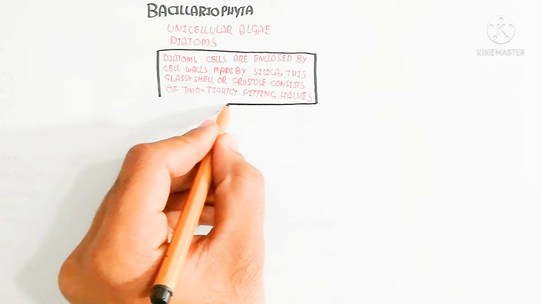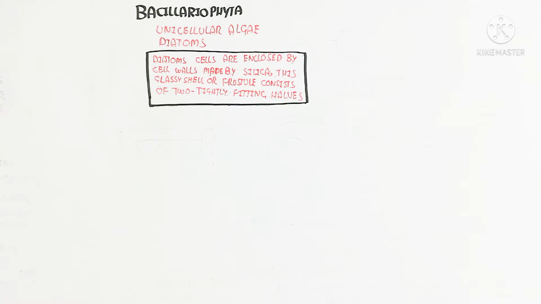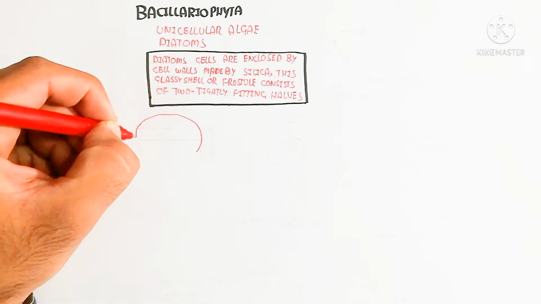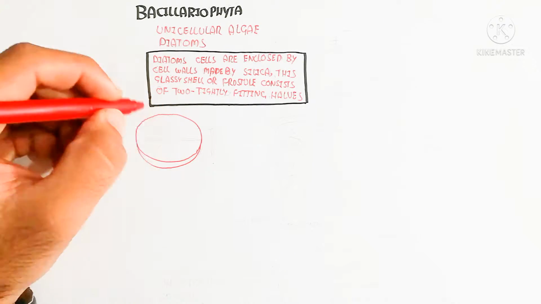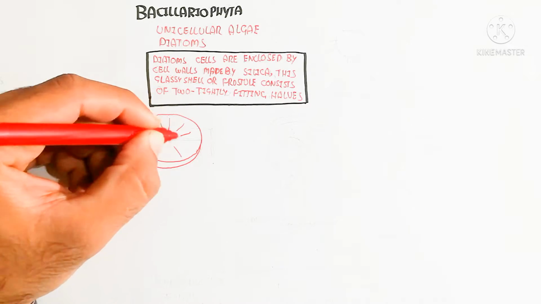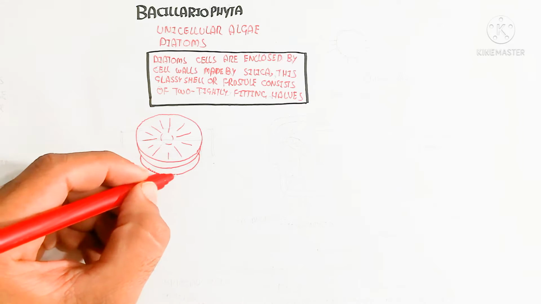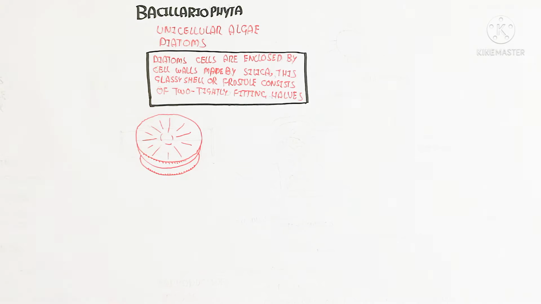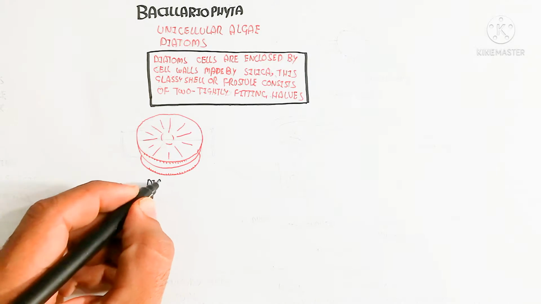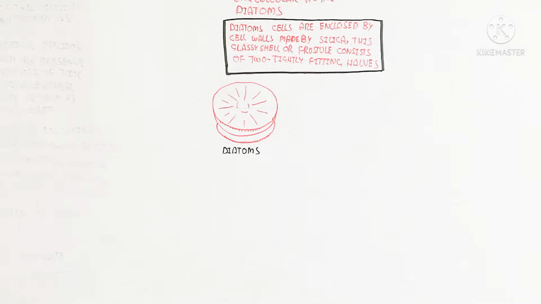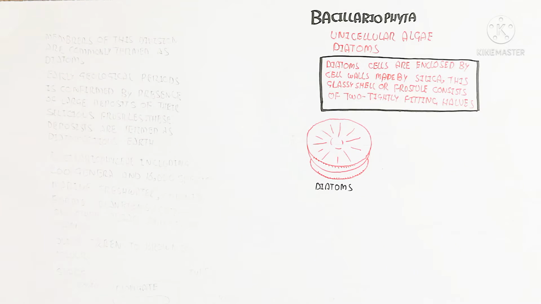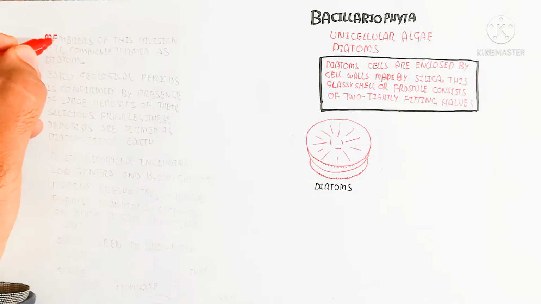So we will discuss the whole detail to understand what Bacillariophyta is. Let's begin to understand. First of all, here is the diatom, which contains two halves, the upper and the lower. They are known as the epitheca and hypotheca. We will discuss this also. First, let's begin with the evolutionary aspect.